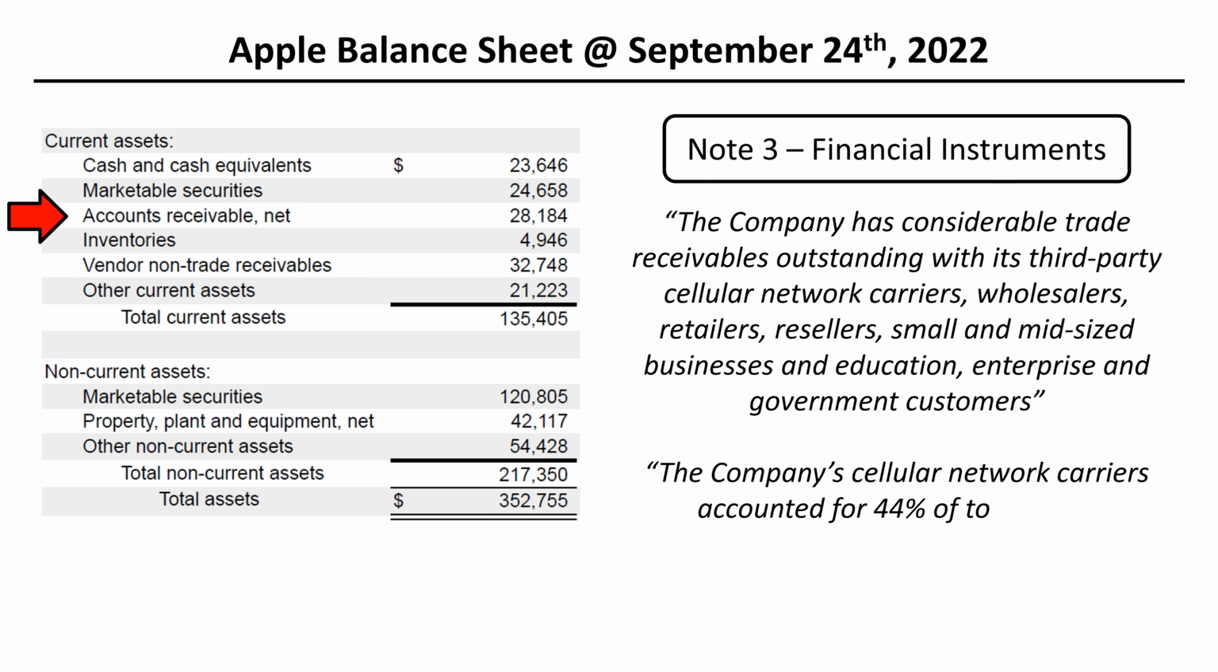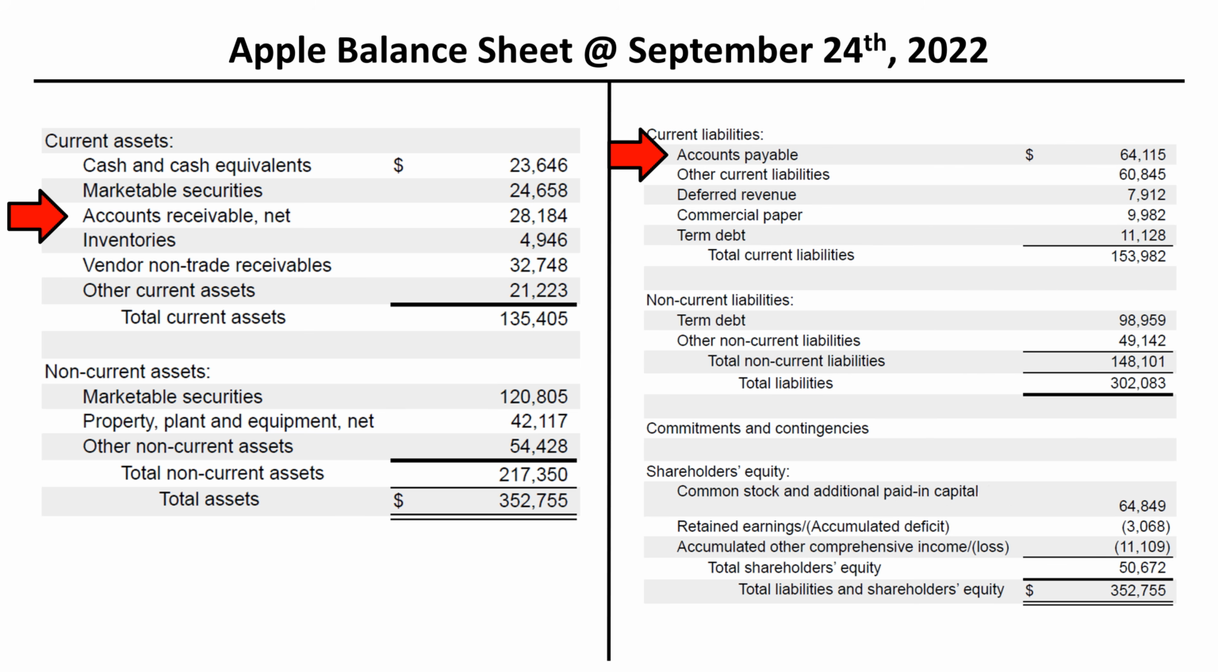One thing to do to put the $28.2 billion of accounts receivable in perspective is to compare it to the accounts payable balance. Accounts receivable: invoices sent to customers that are not paid yet. Accounts payable: invoices received from suppliers that are not paid yet. $28.2 billion versus $64.1 billion. So the free loans that suppliers are giving to Apple, accounts payable, are more than double the amount of the free loans that Apple gives to customers, accounts receivable.